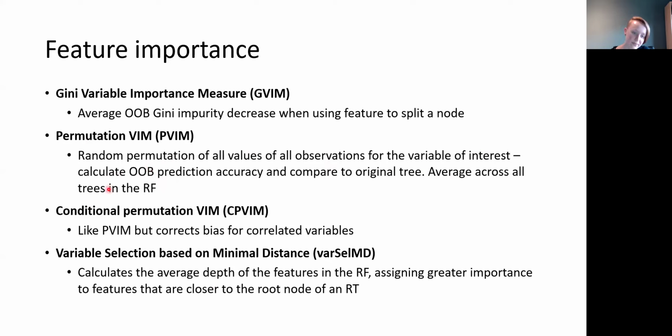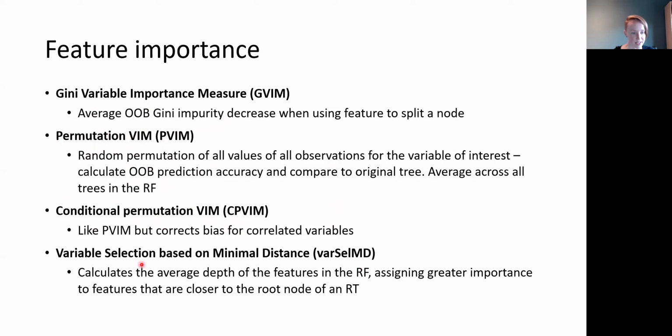There is also a slightly updated version of this, which is called a conditional permutation VIM, which is essentially the same, but it corrects for some of the bias for correlated variables. So if some of your predictors are correlated with each other, it can cause some biases when you are just using this random permutation up here.